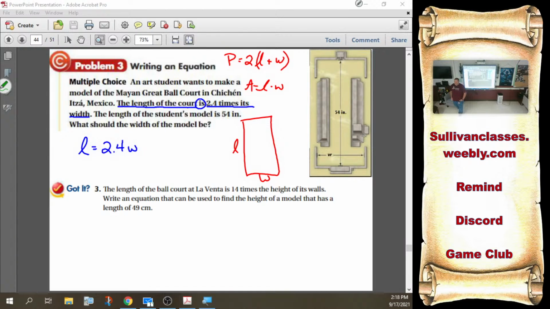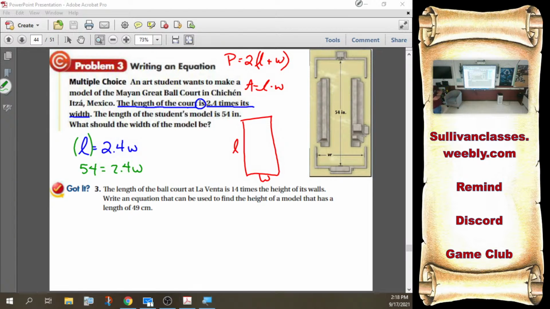Then it says the length is 54 inches. Okay, now I can replace. 54 is 2.4 W. Huh. Well, how do I figure that out? Algebra. Okay. That's what the standard says.